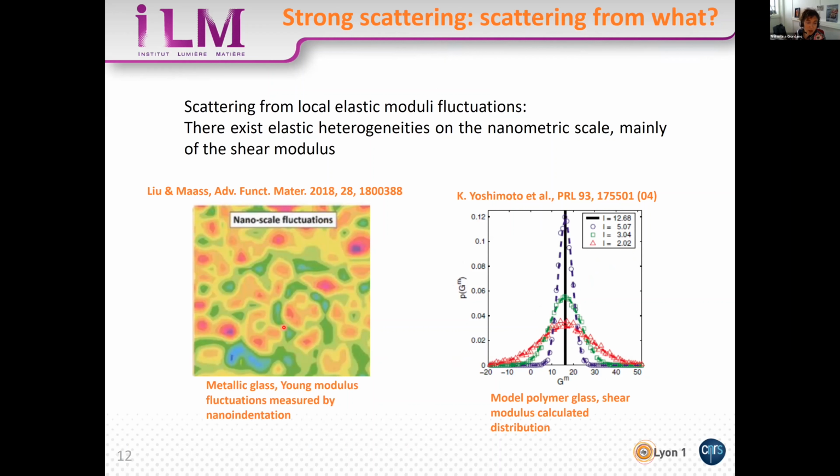This has been measured on a metallic glass, and you see nanoscale fluctuations in the color scale of the Young modulus. It has also been reproduced by calculations. So this is, for example, a calculation of the distribution of the shear modulus in a model polymer glass as a function of the coarse graining size. The smaller the size, the larger the distribution. So the idea is that these elastic heterogeneities scatter phonons, and they cause the strong scattering regime and the boson peak. And this has been reproduced by theories like the one of Schirmacher.